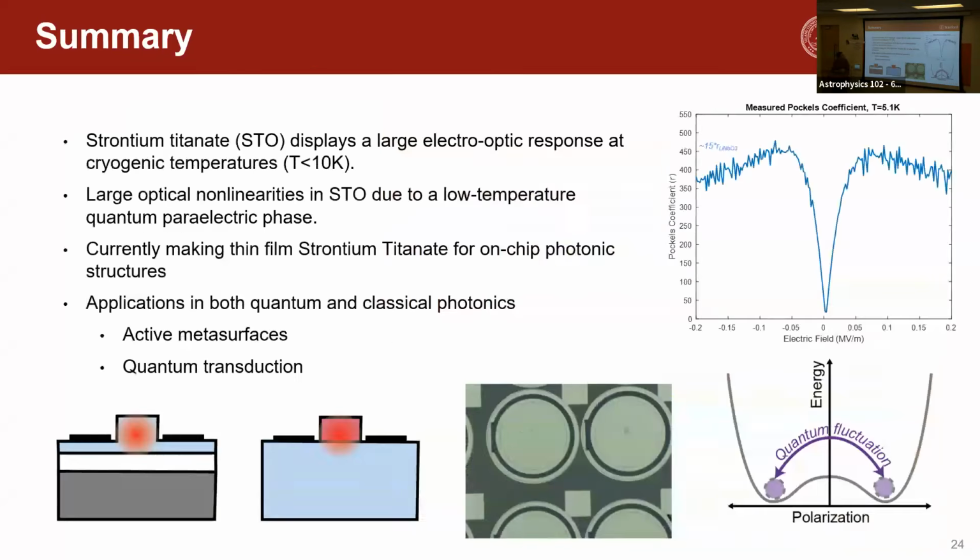So with that, I'll conclude with just a summary of what I've talked about today. So I've shown you that strontium titanate has a very large electro-optic response at temperatures below 10 Kelvin. And we think this large electro-optic response is consistent with it being in this kind of quantum paraelectric phase. We're working towards making films of STO in order to actually do on-chip active photonic structures and motivated this work in the context of making both active optical elements, but potentially also trying to apply some of these ideas to quantum transduction.